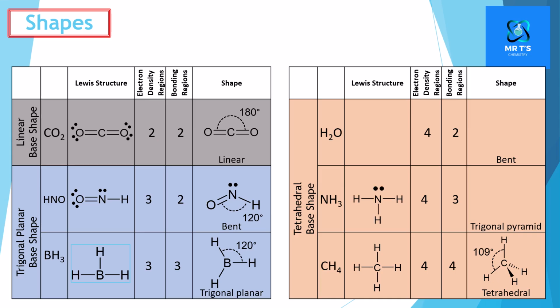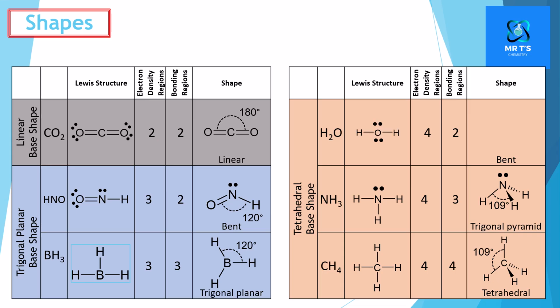Well, what if we had something like ammonia, where we had a tetrahedral base shape with four regions, but only three of them were bonding? Well, we get this shape here that looks a bit like a triangle pyramid, or trigonal pyramidal, we can call it. It still has 109 degrees between the angles, but you can see that there's no bond going upwards because there is a lone pair of electrons there. So the shape of the molecule would represent a triangle pyramid.